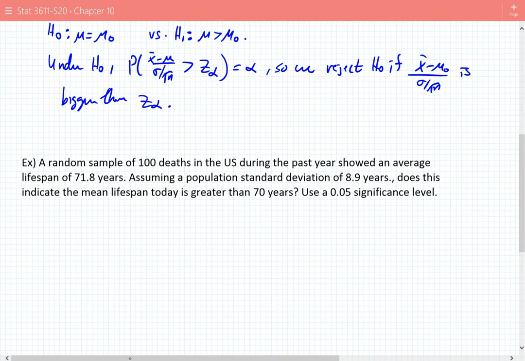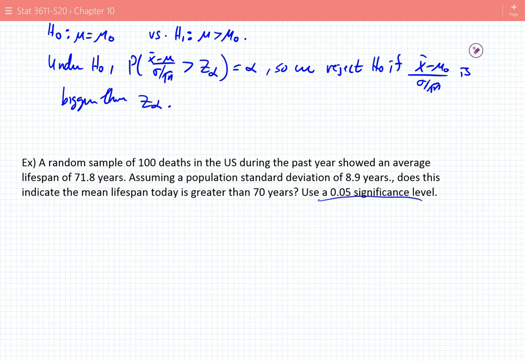Let's dive into an example and see what this looks like with some actual numbers. A random sample of 100 deaths in the U.S. during the past year showed an average lifespan of 71.8. Assuming a population standard deviation of 8.9 years, does this indicate the mean lifespan today is greater than 70 years? Use a 0.05 significance level. All right, so there we go. We know our significance level alpha is 5%.